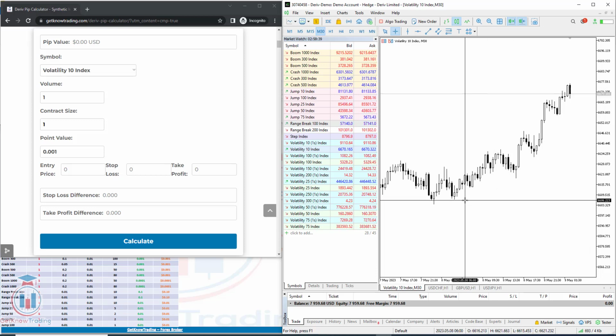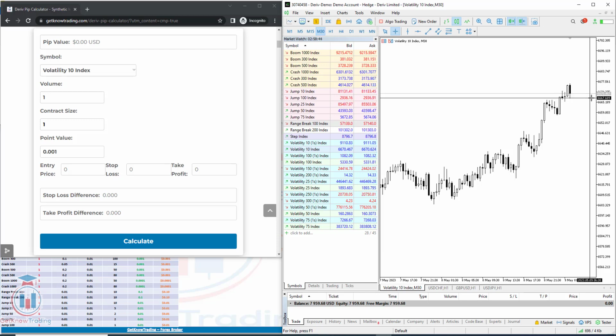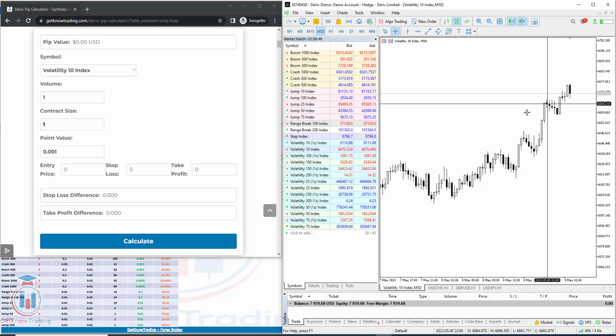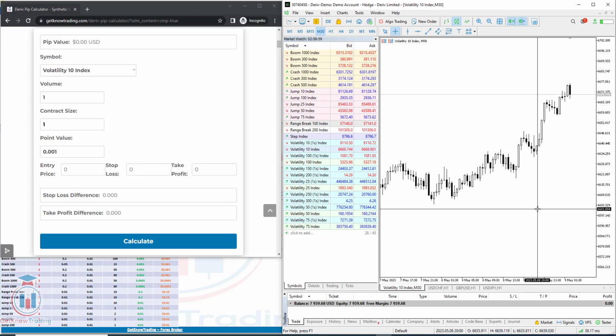For now, what I can see, the market is moving upwards, so the price is rising. The price is located on the right side. You can see the price is 6670.4 and something else. The price is changing all the time. Below that, you have a time frame, and currently today is May.